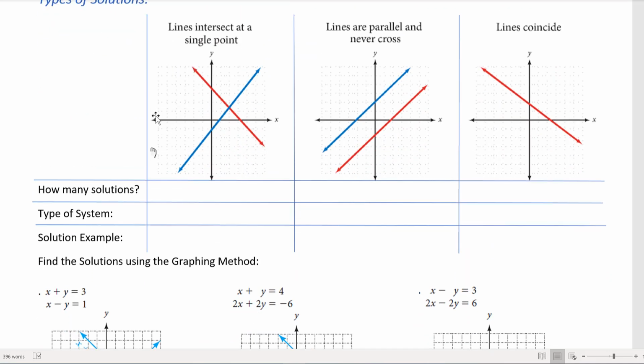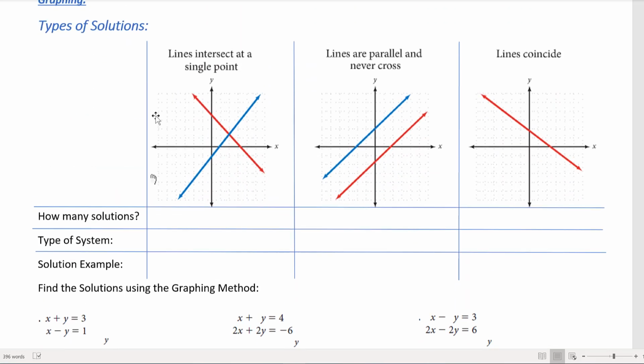So there's a couple different ways lines can interact on a coordinate plane. Lines can intersect at a single point, like the blue line and the red line intersecting right there. You could have two lines that are parallel and never cross, like the middle graph. And then you could have two lines that coincide. This one's kind of hard to see. So the red line you can see, but the blue line you can't see because it's underneath.